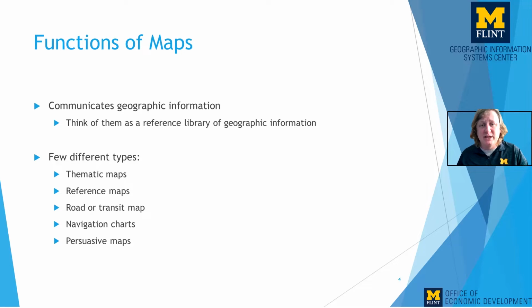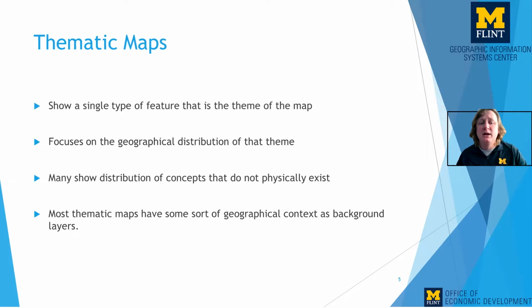There's a variety of different ways to be able to do that through the use of, for example, thematic maps. Thematic maps show one single type of feature. It shows a geographical distribution of that theme, hence the name thematic maps. Many show distribution of concepts that don't actually exist in the real world. So we're looking at maybe median household income, or the population rate, or growth, or decline over time, all those different things don't actually exist in the real world.